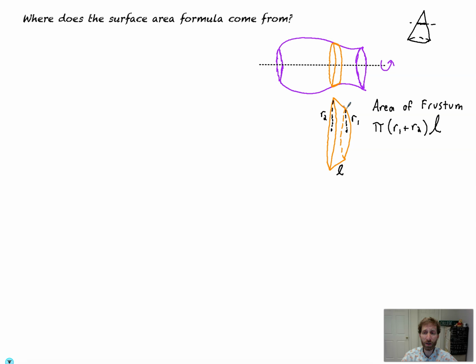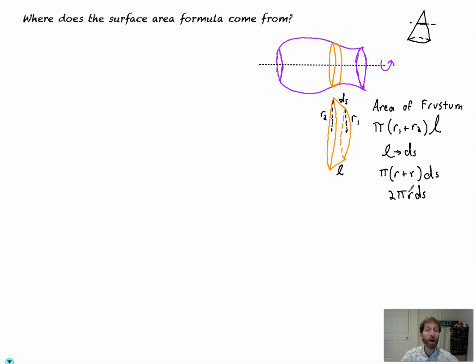So as this gets really, really thin, this L becomes basically ds. It gets very, very small. So L ends up approaching ds as this cross-section shrinks down. We get a super thin buttercup, if you will, or pie dish. And then what also happens is R1 and R2 approach each other to be the same length. So you end up with pi times R plus R, basically all the same radius, times ds. And that becomes 2 pi r ds.